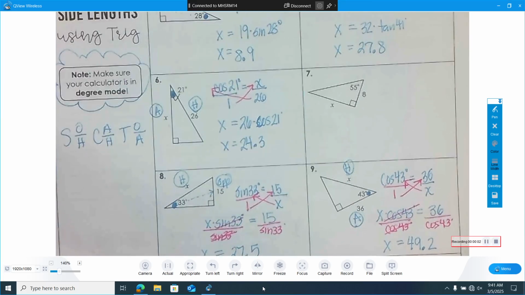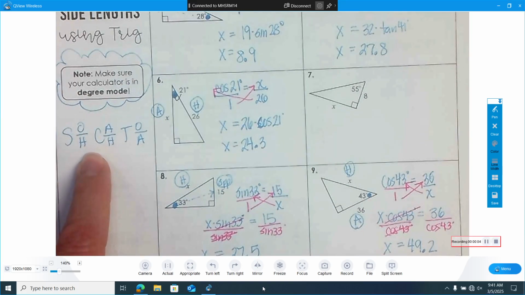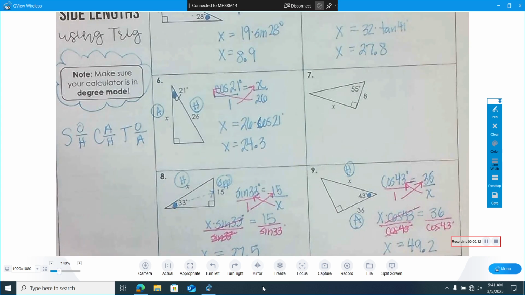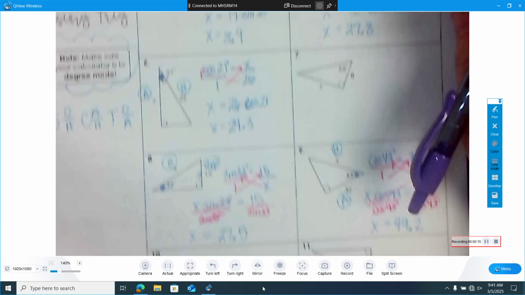From yesterday, we are just continuing a little more with our trig ratios. Remember, we had SOHCAHTOA to help us remember which sine, cosine, or tangent function we can write. And so today we're going to do the same thing.